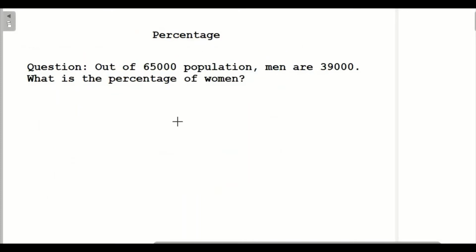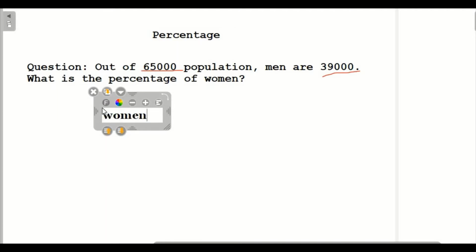Shall we go for the next sum? So the next sum is percentage. So here we have the question. Out of 65,000 population, men are 39,000. What is the percentage of women? So here we have to find the percentage of women. So women equal to total population minus men.